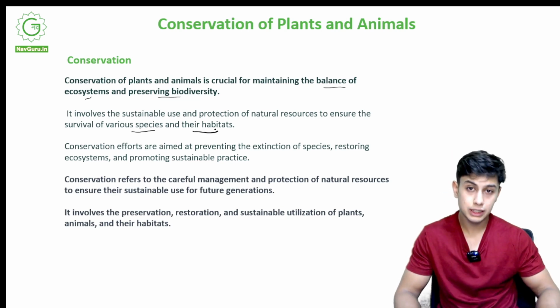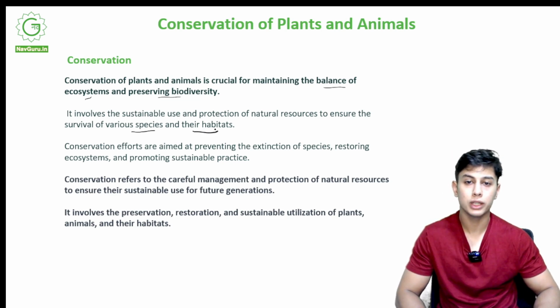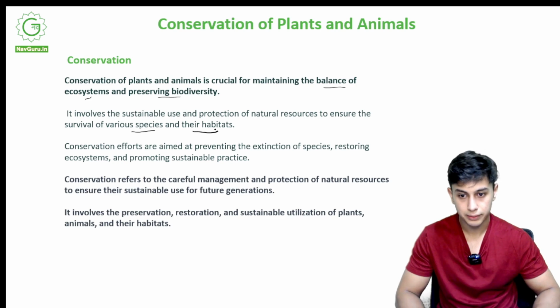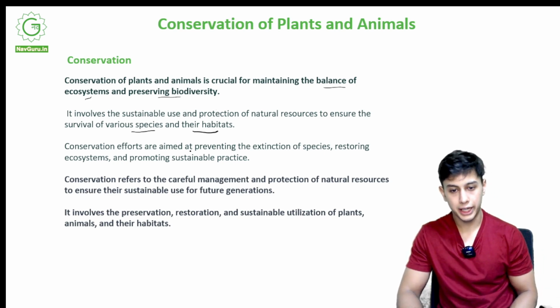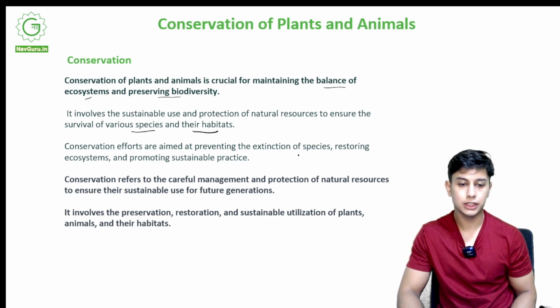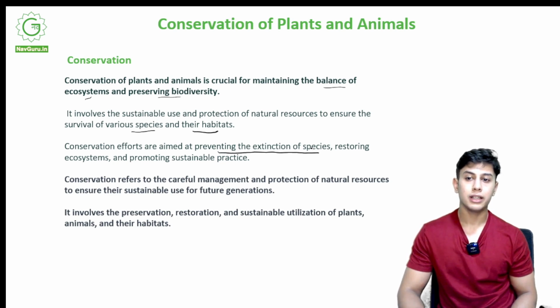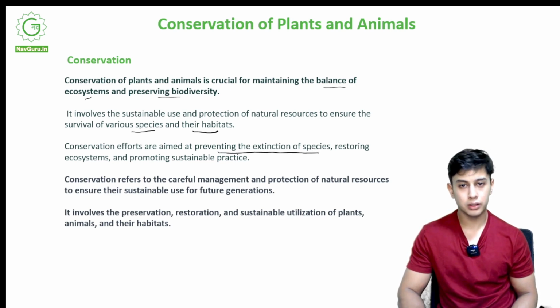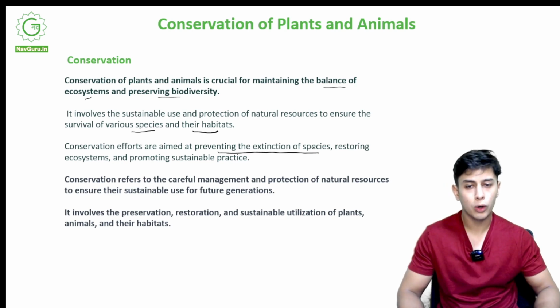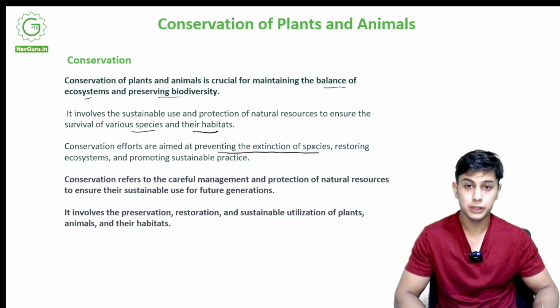There are various species that we want to conserve. We do not want them to die out, to be wiped from the face of the earth. Thus comes the play of conservation. Conservation efforts are aimed at preventing the extinction of species. So what are we aiming at? We do not want a certain animal to go extinct. What does extinct mean? That we wipe all of its population off. All the animals of that particular species die out.